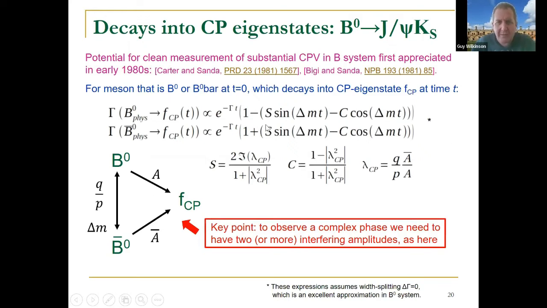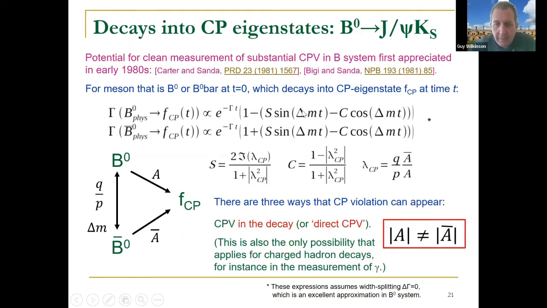This expression is written out, I should say, for the case where this width splitting delta gamma is equal to 0, which is an excellent approximation in the B0 system. The Bs equivalent expressions are a little more messy. So there are these C and S parameters which appear here. And this is where the CP violation comes in.